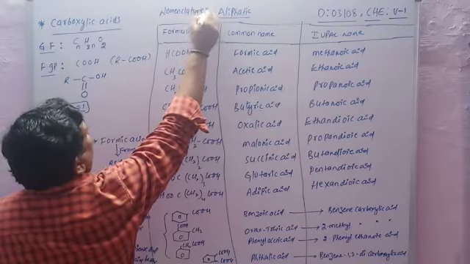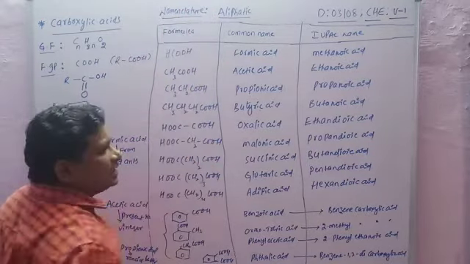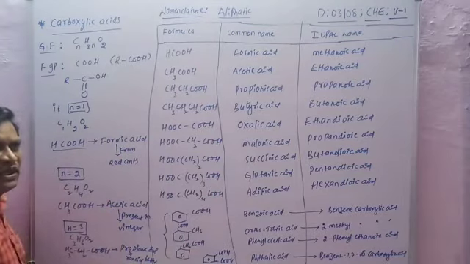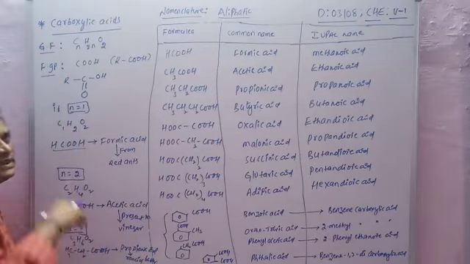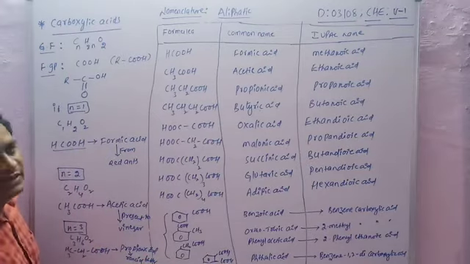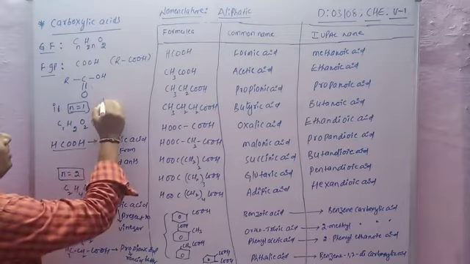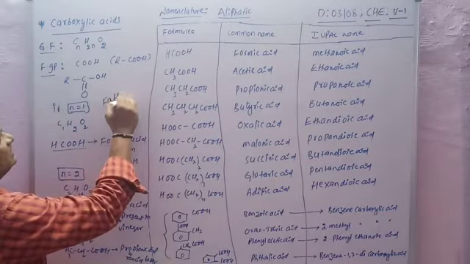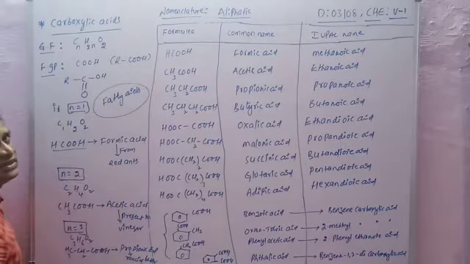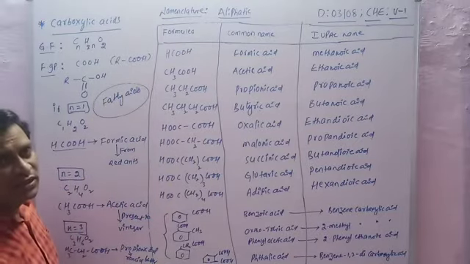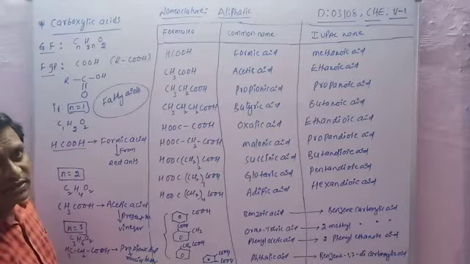Nomenclature of the carboxylic acids. These are the oic acids. Generally, carboxylic acids are fatty acids. These are also known as fatty acids. So these are the oic acids.